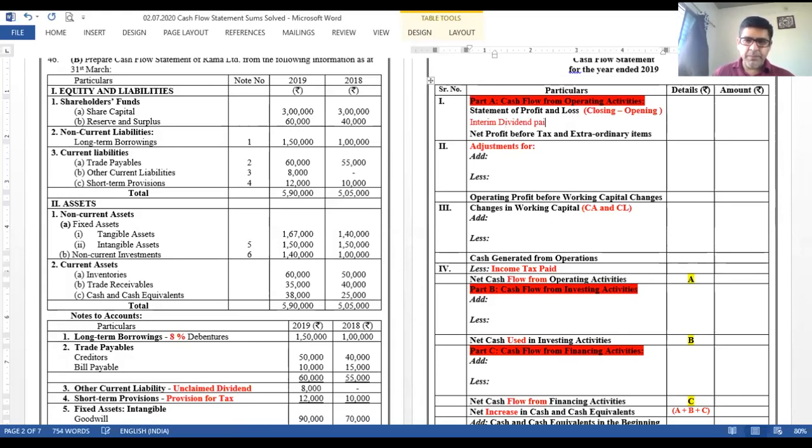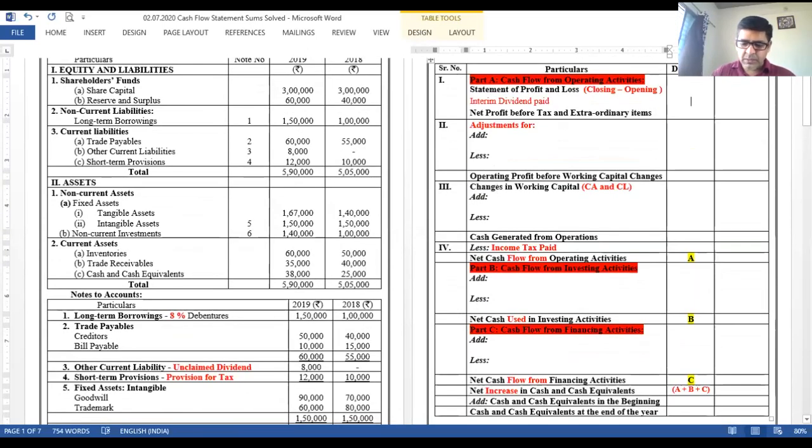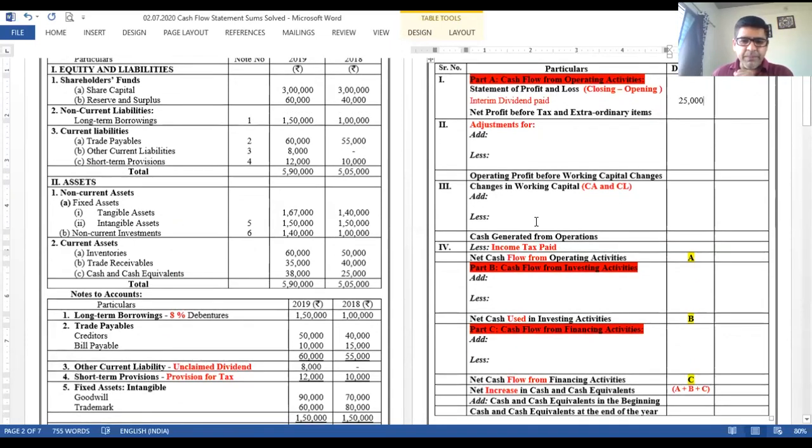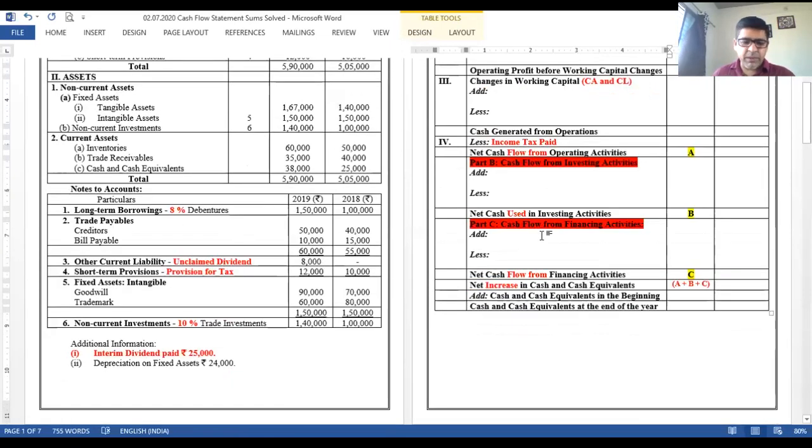Interim dividend paid. Let me put the amount over there. Interim dividend paid is rupees 25,000, and the amount has been paid by us. Because the amount is paid by us, this will be financing. Any dividend has to be financing. So I'll put it over here by way of deduction. Interim dividend paid, the amount has to be negative, 25,000.